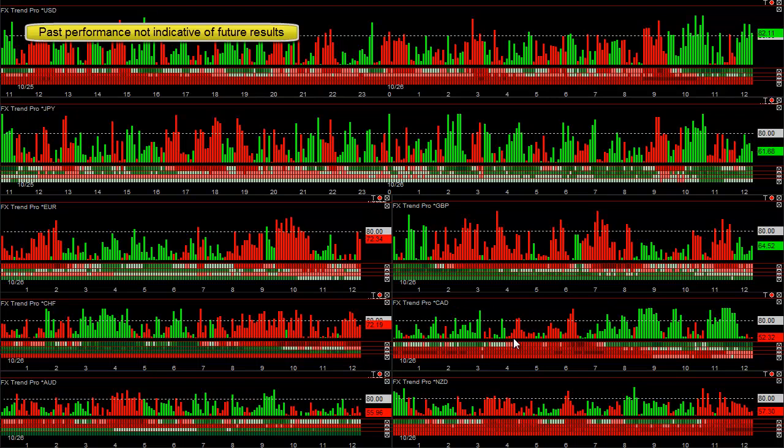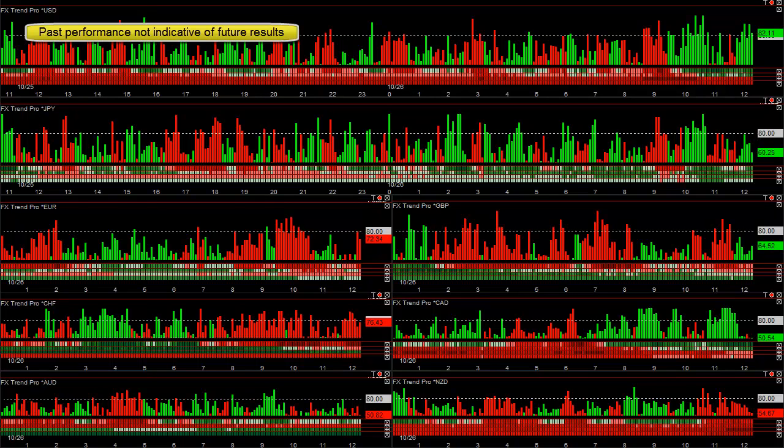Let's look at the CAD here. A lot of weakness, followed by almost no strength. At 5:30, it's very likely to be strong. The yen was the stronger of the two between the dollar and the yen, and so after about 5:15, you're looking to sell the CAD yen.